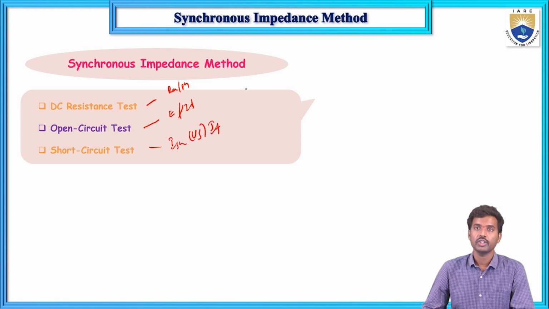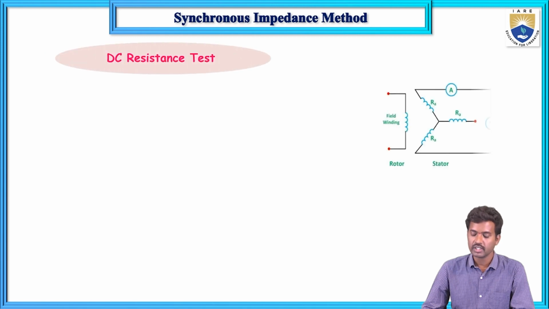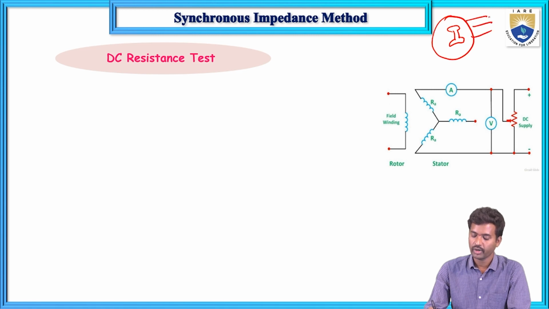Now here, first, the DC resistance test. This is the circuit diagram to conduct the DC resistance test. First, this is the field winding. This is the rotor, we will give the field winding, and this is the armature. This is the RYB, the star connected output. RYB, and this is the field winding.